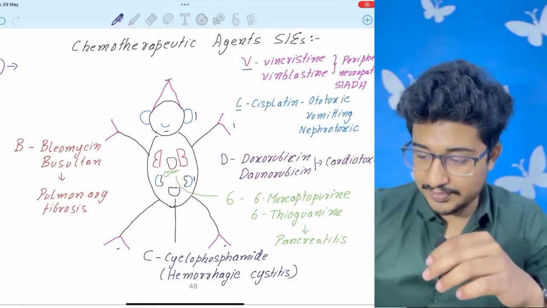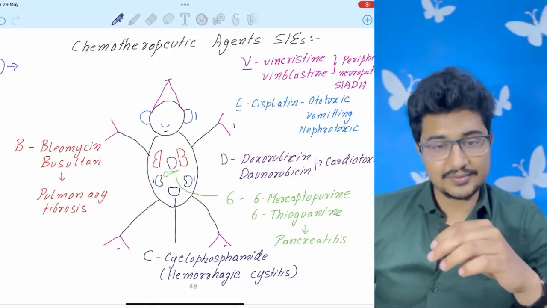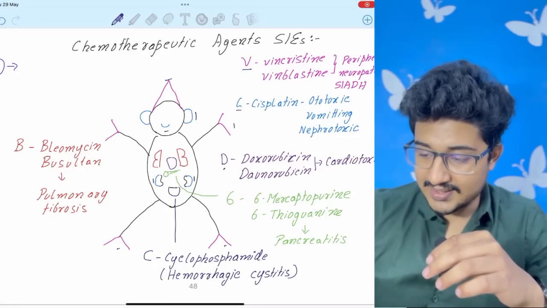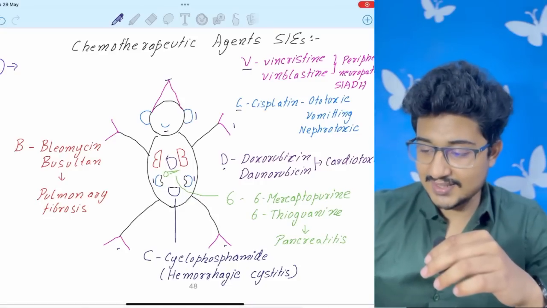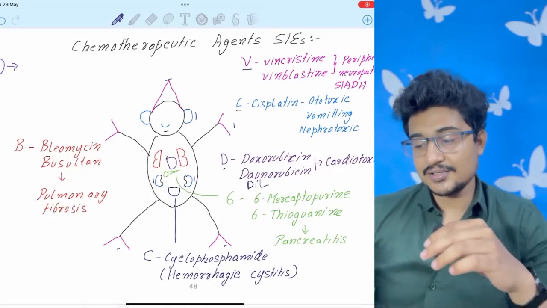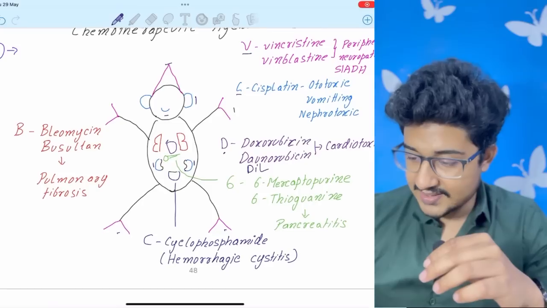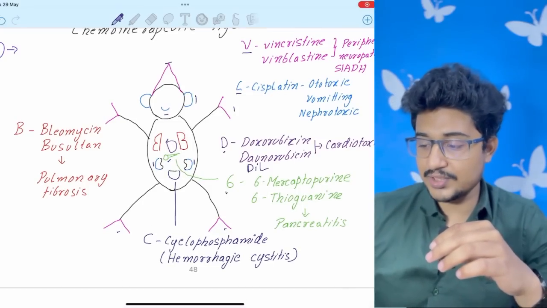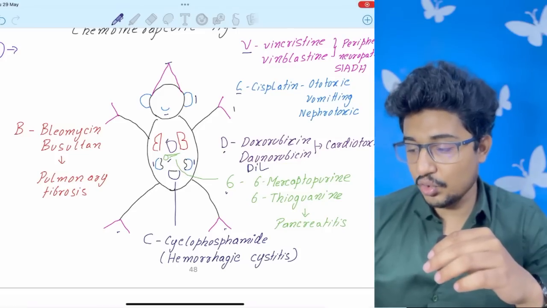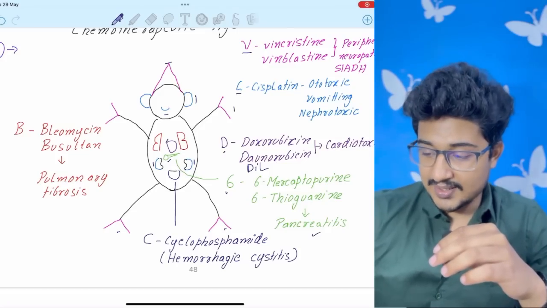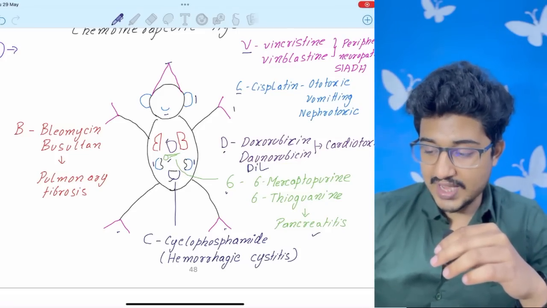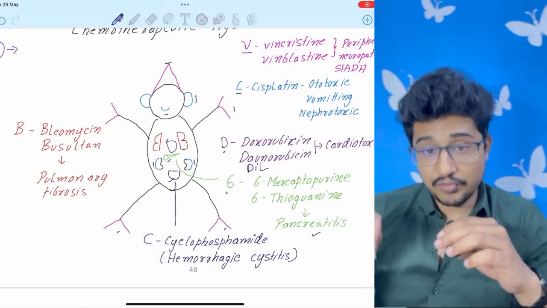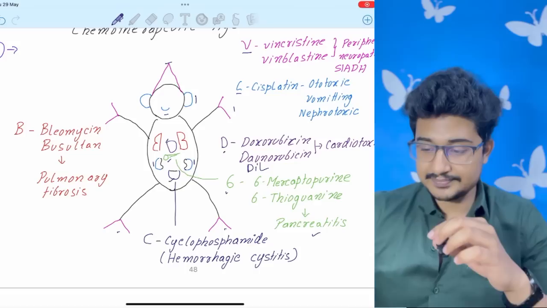the C is also present in the kidney, so nephrotoxic. Doxorubicin and daunorubicin, D. From D we can remember that D is for dil, the heart, so it is cardiotoxic. Six, six is in the shape of the pancreas, so 6-mercaptopurine and 6-thioguanine cause pancreatitis. Another C below we have, that is cyclophosphamide. It causes hemorrhagic cystitis. For its treatment we give mesna.